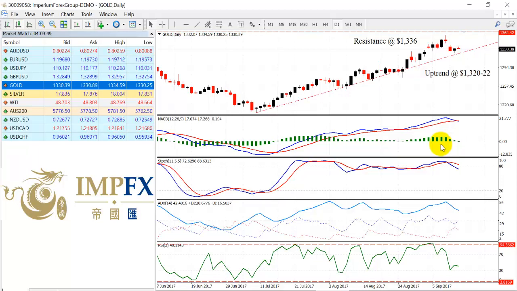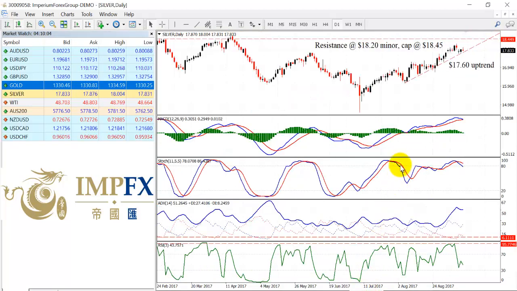If it fails, then we could be looking towards 1,314 as people start bailing out of their long positions, which could go to 1,308 with the resistance capping at 36.